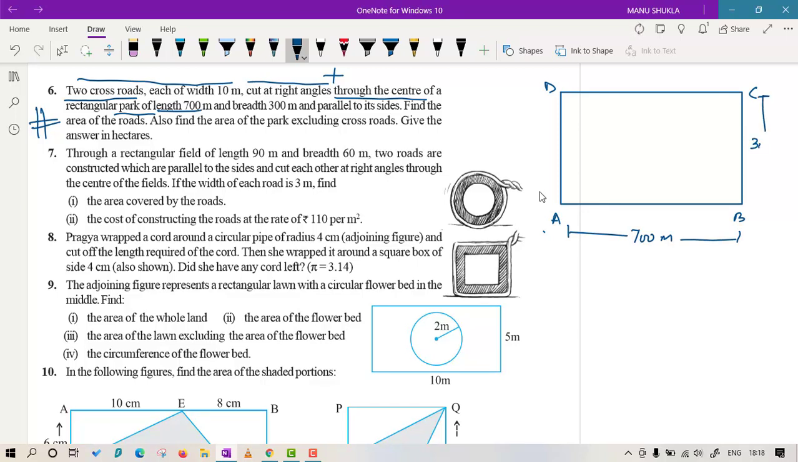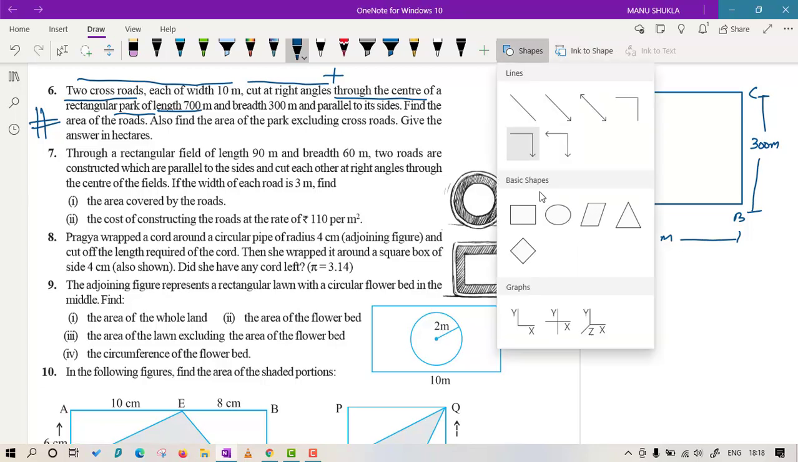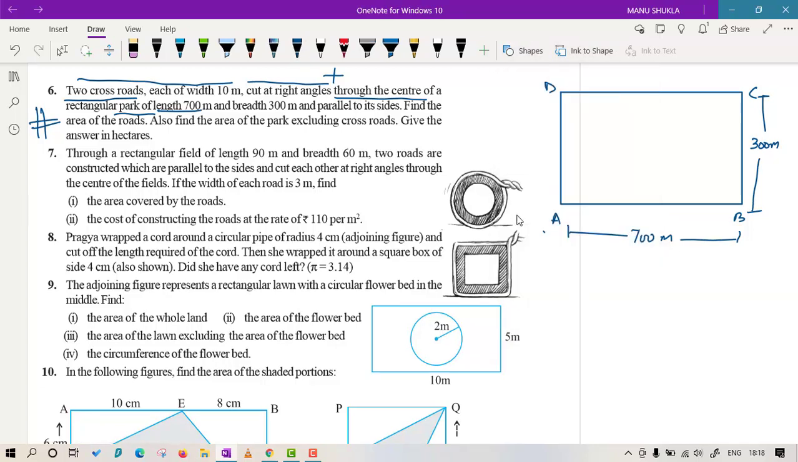Then they are saying there is a crossroad. Two crossroads are there. So let me use a straight line, because if I use a rectangle, I don't think it will work. Let's try. Yes, it is working. This is the first crossroad, and the second one from the center like this, and we managed to actually draw it and quite correctly also. Done. So let me name these paths also.